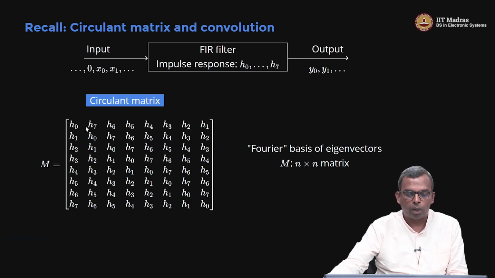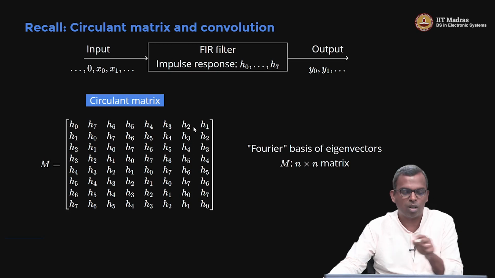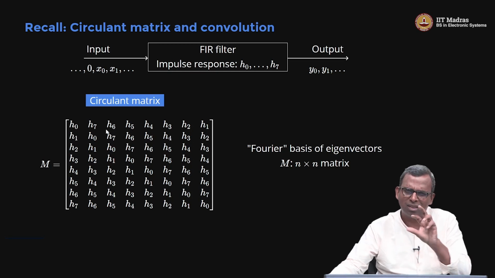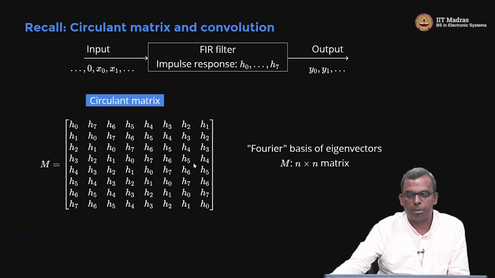You can also equivalently see this as row rotation. The first row is H0, H7, H6, and so on. It's not the same as the first column, but is inverted a little bit. But still, the second row is a circular shift of the first row. The first row is circularly shifted to the right, the last guy has come to the first, and you get the second row like that. So circular shift of column, circular shift of row, both are the same. So you get a circulant matrix.